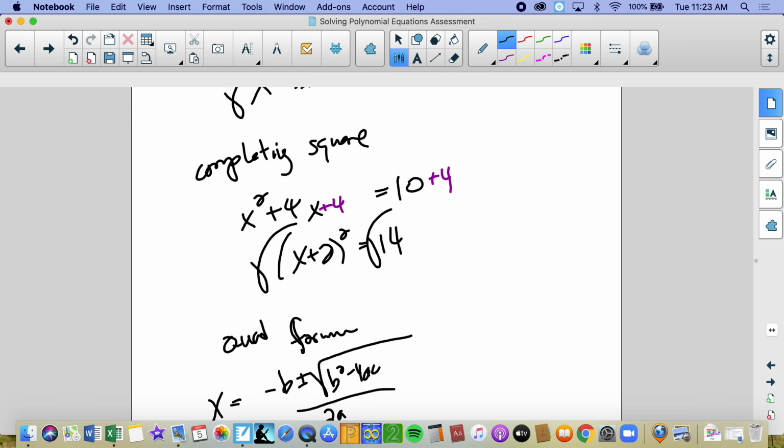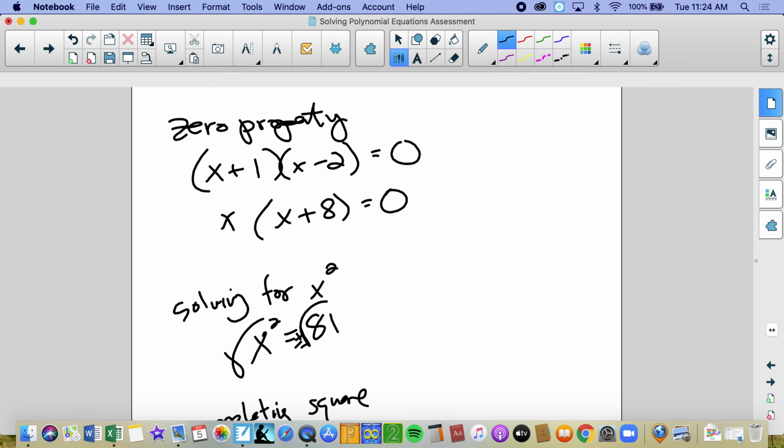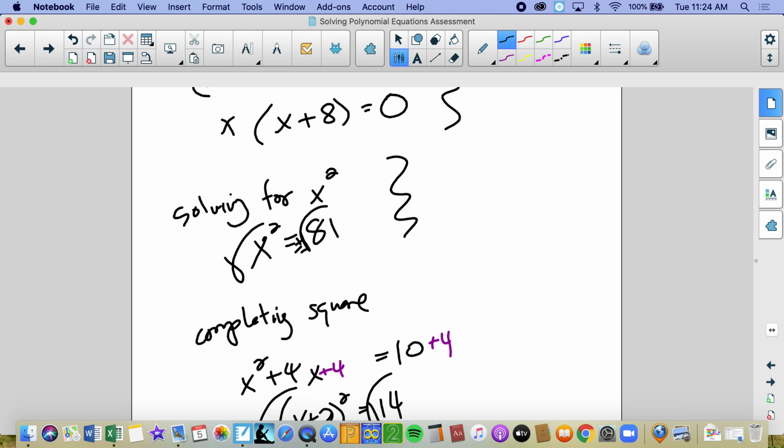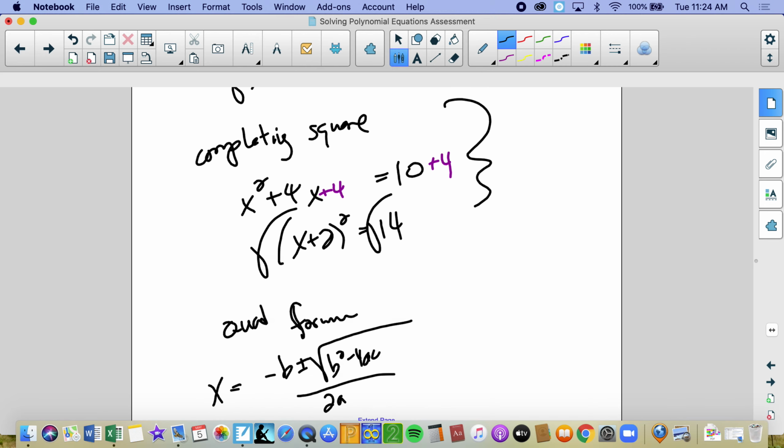And here's the thing about these. In this assessment, we're going to use specifics. So I'm going to want you to use this technique for 4 problems. I'm going to want you to use that technique for a couple problems. I'm going to want you to use this specific technique and this specific technique. But we need to understand that we can use the quadratic formula for every single type of problem, any type of problem that we have.